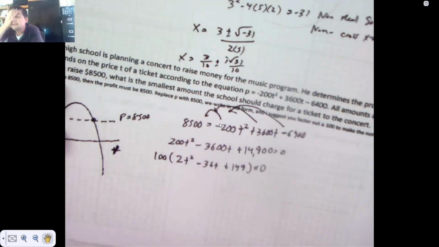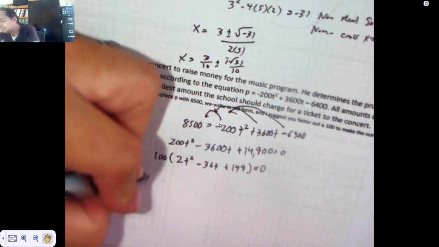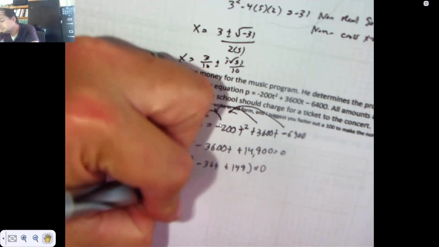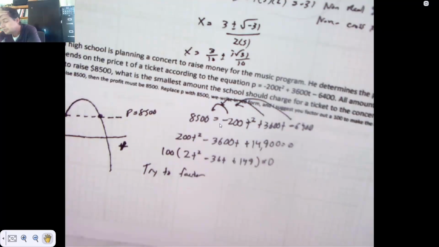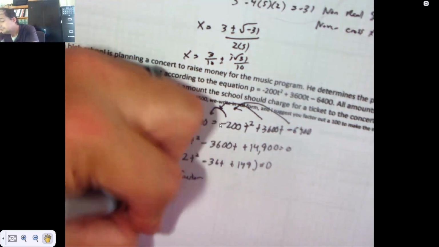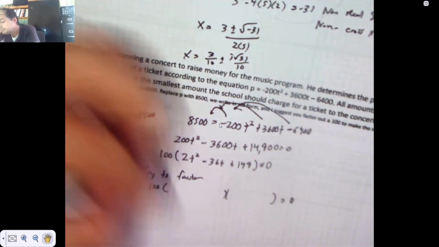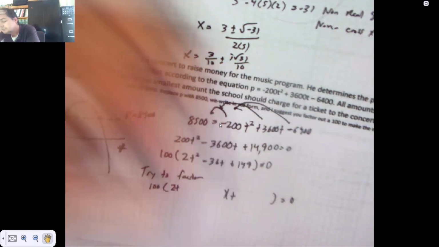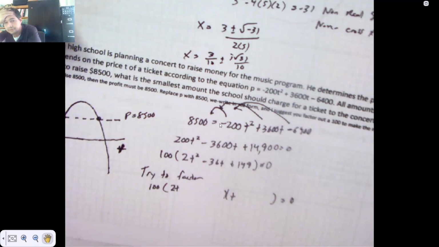I don't know why, but I think this thing factors. So I'm going to try to factor. I just have a hunch. It's been several years since I've done this problem, but I have a hunch that I created it to be a factoring problem. All right, so a 2t and a t. Factors of 149. I guess I'm probably wrong about this. I don't think it's actually divisible by anything.